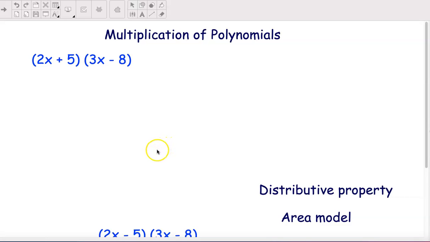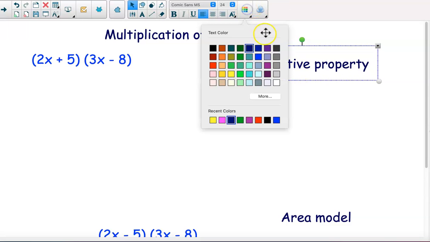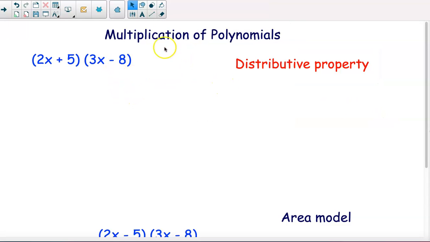Multiplication of polynomials. In this video we are going to learn the process of multiplying two polynomials and finding their product. The first thing is to use the distributive property. Using the distributive property you can find the product of two binomials. Here I'll give you an example of the distributive property.